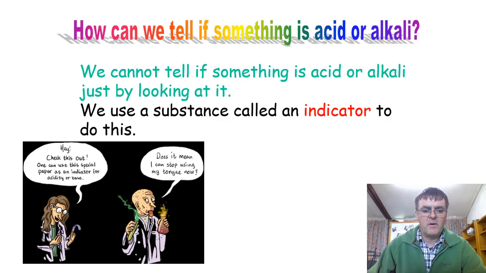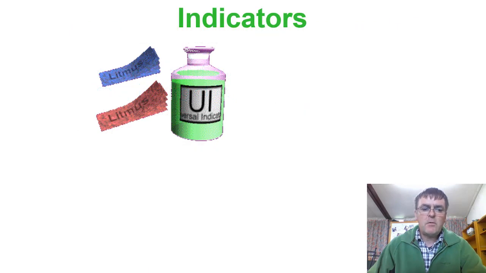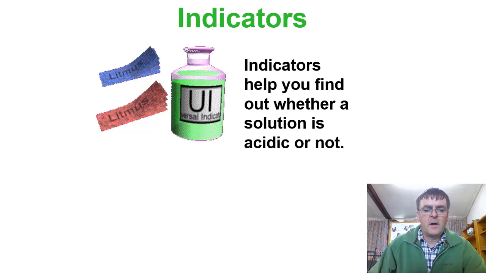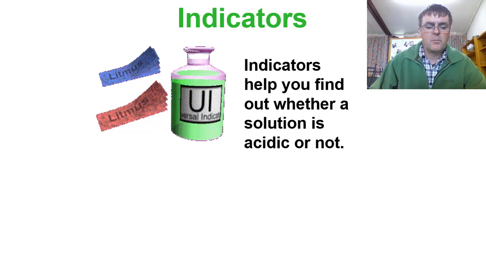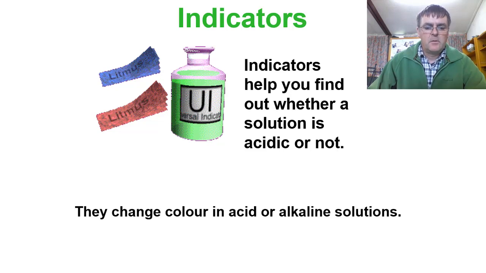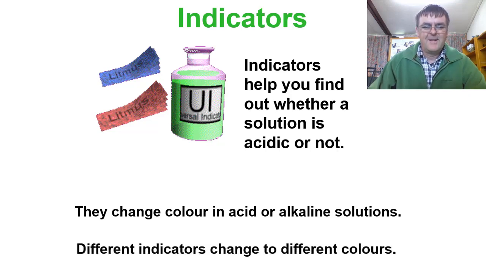Indicators in chemistry tell you if you have an acid or a base, or it's in the middle. It's neutral, between acid and base. Here are two of the most common ones that you'll meet in a science lab: litmus or universal indicator. They help tell us whether a solution is acidic, basic, or neutral in the middle. They change colour. Depending on which indicator you're using, the colour will change in acid or basic or alkaline solutions. So you have to know which indicator you have and know what the colours mean.